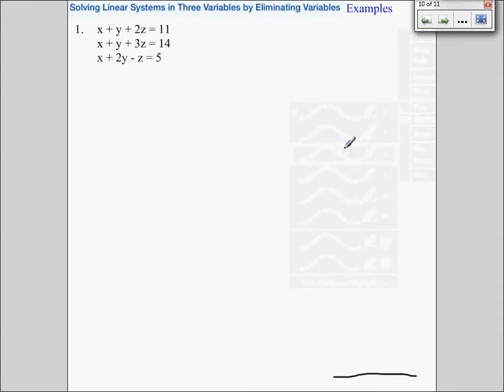x plus y plus 2z equals 11, x plus y plus 3z equals 14, and x plus 2y minus z equals 5. So let's go ahead and start looking at how to solve this.